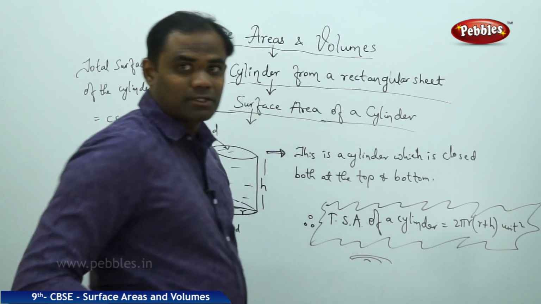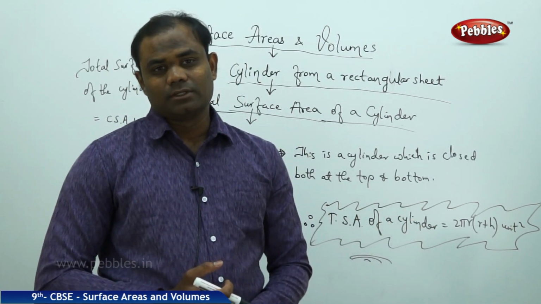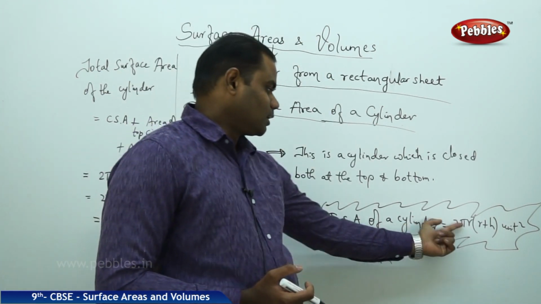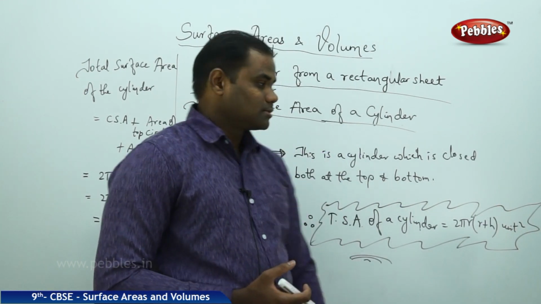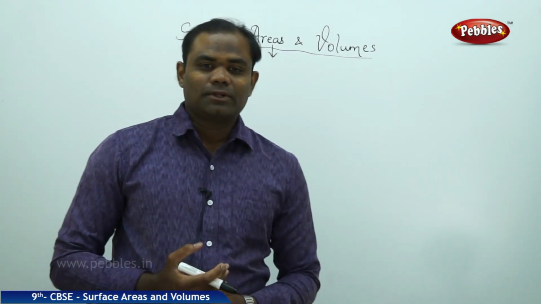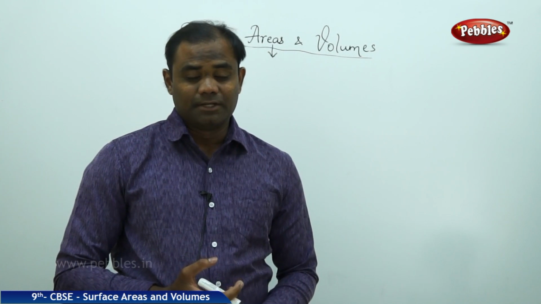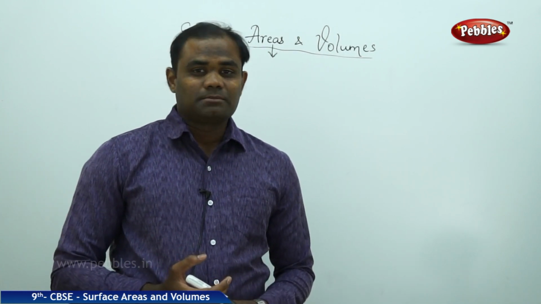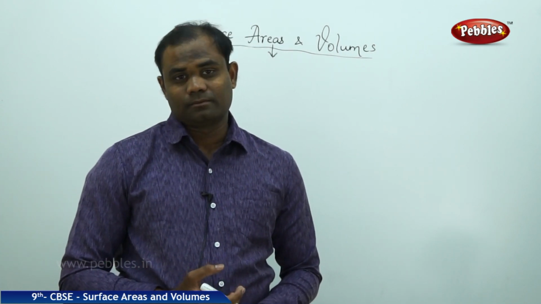That's how we understand the total surface area of a cylinder. On the top and bottom included is 2πr(r + h) unit square, where r is the radius and h is the height of the cylinder. Now that we have discussed a cylinder and its curved surface area and total surface area, now comes the next three-dimensional solid object called a cone.